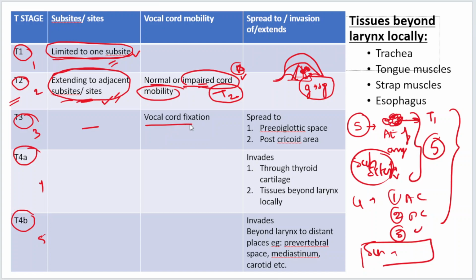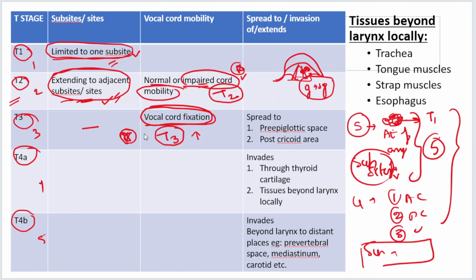T3: now he's not at all talking about the extension of the tumor. He's directly talking about the vocal cord fixation. Once the vocal cord is fixed, it is stage T3. That's all. This is the most common way the presentation happens, and most of the questions in your NEET PG will come that the vocal cord is fixed, now what do you want to do? So vocal cord fixity means stage T3. I want you to remember this: vocal cord fixed means T3, vocal cord mobility impaired means T2, vocal cord mobility normal means T1.